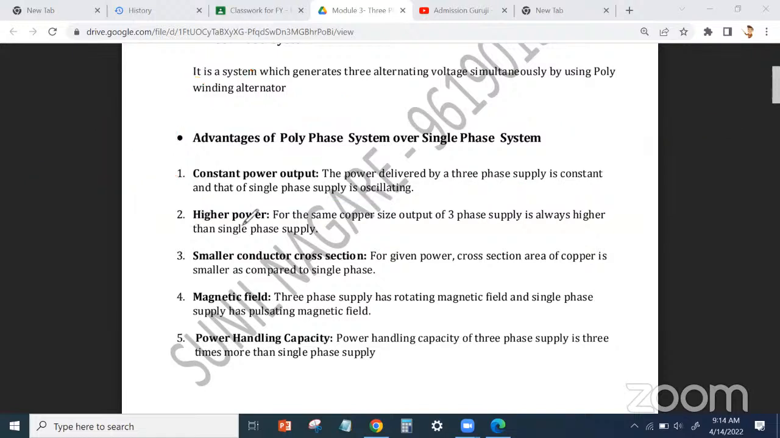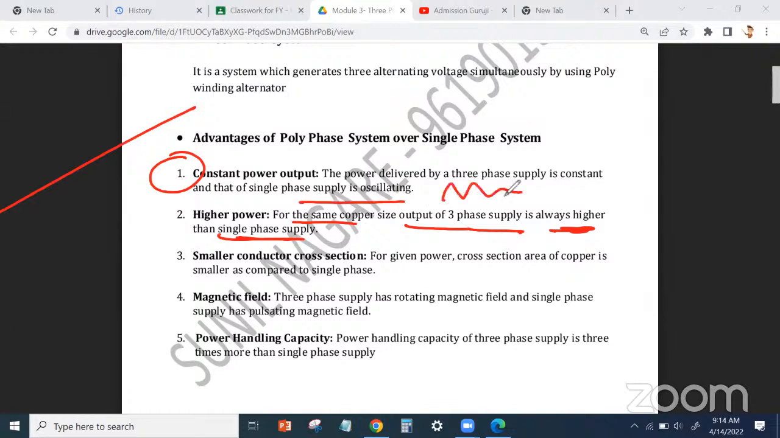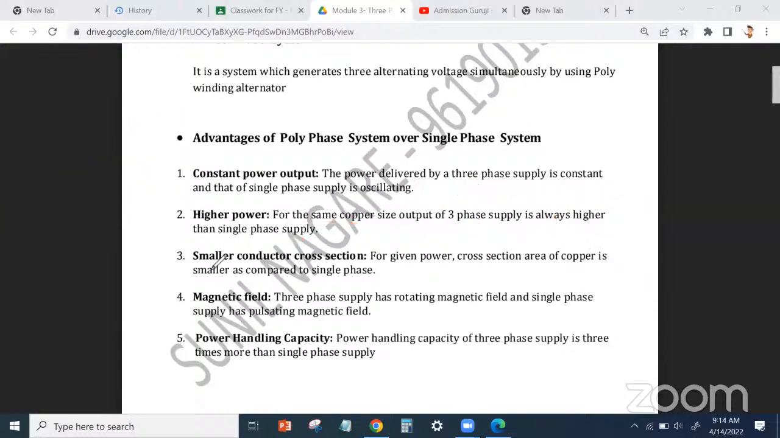Second point, higher power. So whatever the power generated in polyphase, three phase, this is higher than the single phase. तो इसका value ज्यादा होगा in three phase, and value low होगा in single phase. So for the higher power, for the same copper size, the output of three phase supply is always higher than the single phase. The first point क्या था? जो कुछ power generate हुआ, that is a constant. और यहाँ पे it's oscillating. जो कुछ power generate होगा, this power is higher in three phase and lower in the single phase. That is second point.